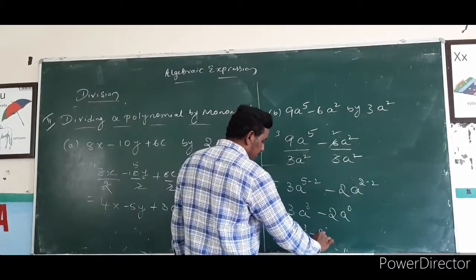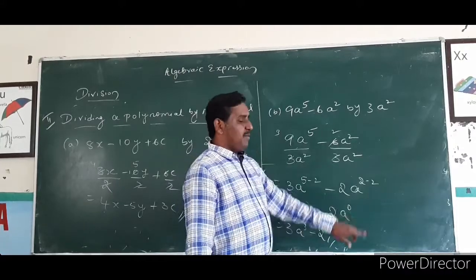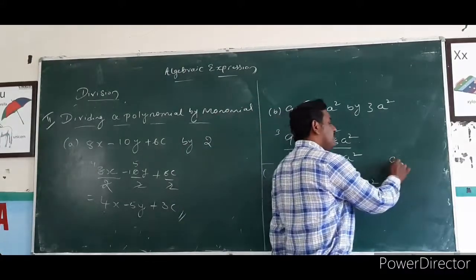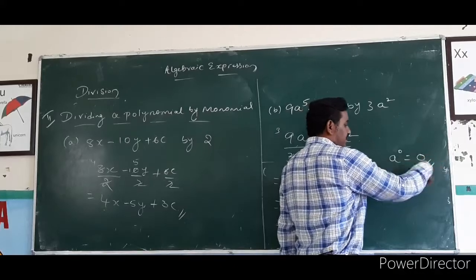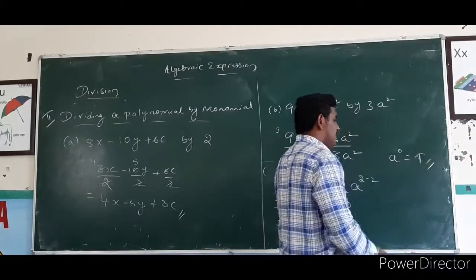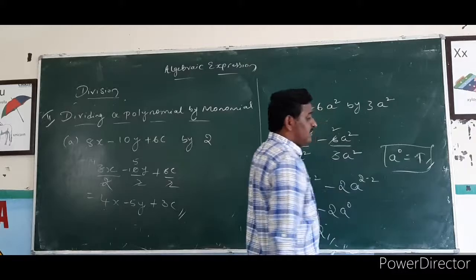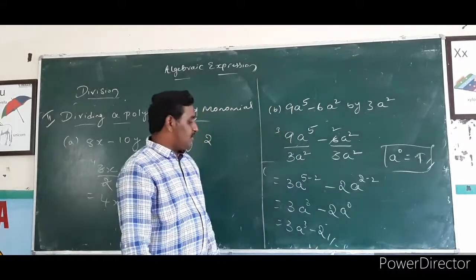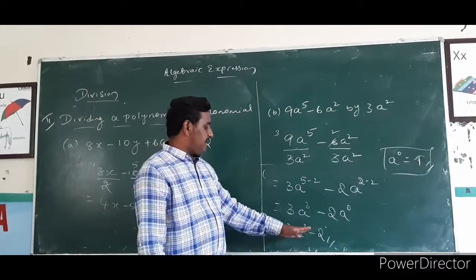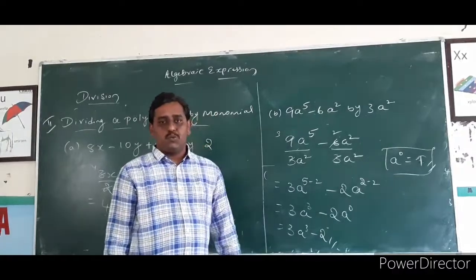3 a to the power of 0 is the answer, because if any base has power equal to 0, it means that the value of the exponent is equal to 1. That's why the answer is 3a cubed minus 2.